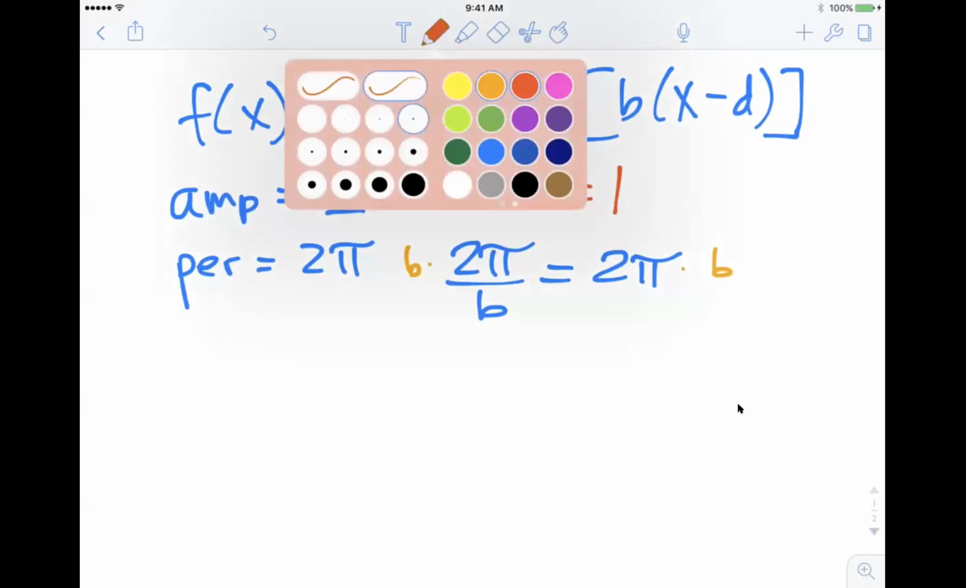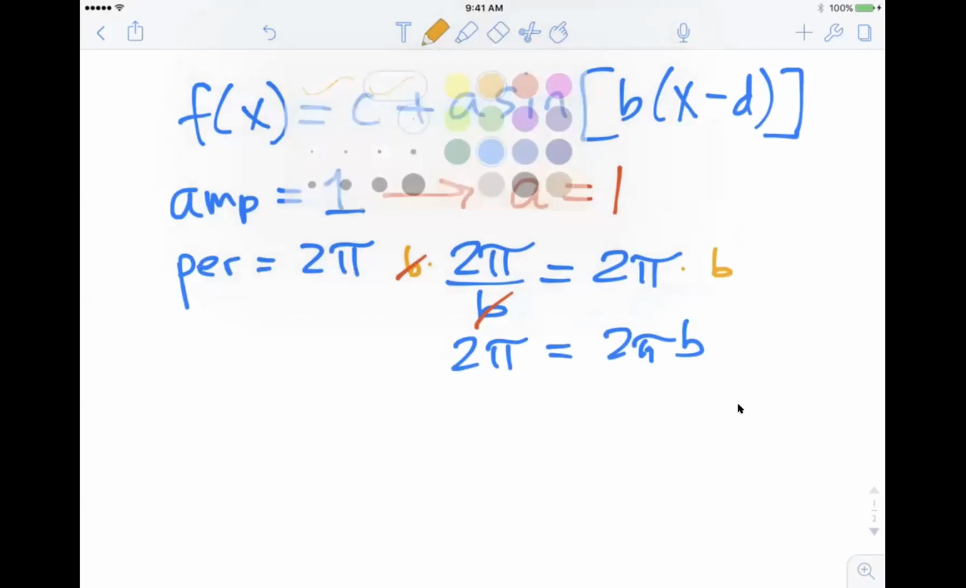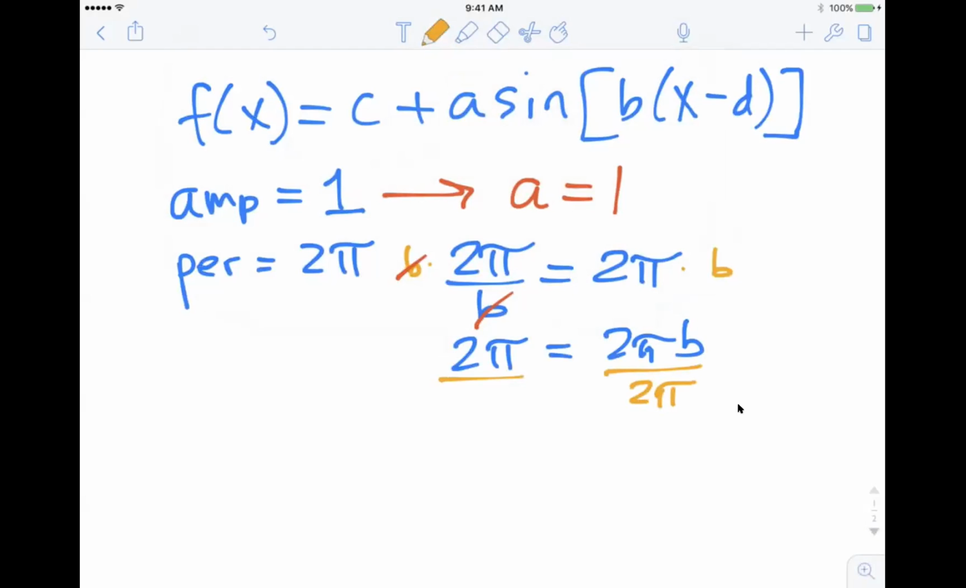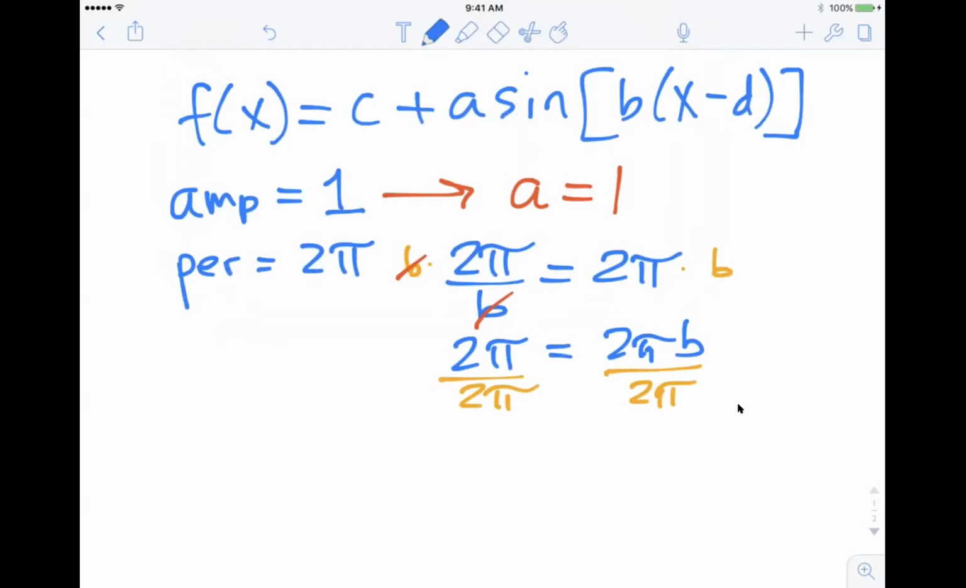And then that cancels the B on this side. Then you're left with 2 pi equals 2 pi B. And then now just divide both sides by 2 pi to get B by itself. Right? And we'll see if that's equal to 1. That's a good one to just remember, like if period is 2 pi, then B is 1. Right? So let's put that in red, there we go. B is equal to 1. Right? That all cancels. 2 pi divided by 2 pi, 1.